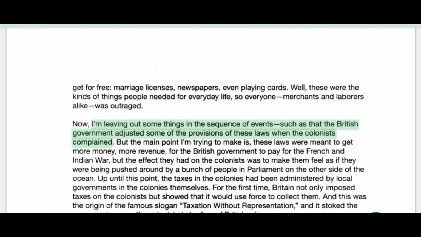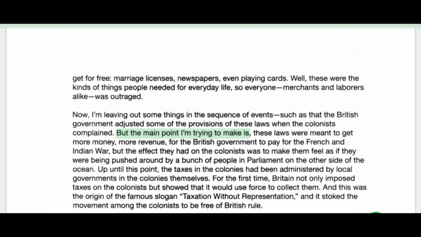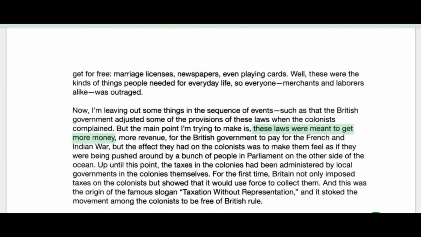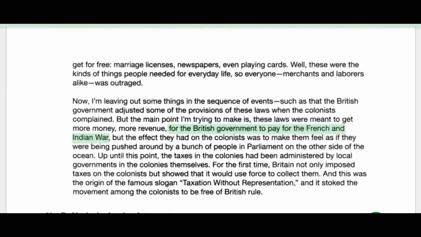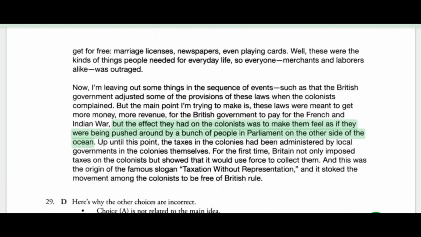Now, I'm leaving out some things in the sequence of events, such as that the British government adjusted some of the provisions of these laws when the colonists complained. But the main point I'm trying to make is, these laws were meant to get more money, more revenue, for the British government to pay for the French and Indian War, but the effect they had on the colonists was to make them feel as if they were being pushed around by a bunch of people in Parliament on the other side of the ocean.